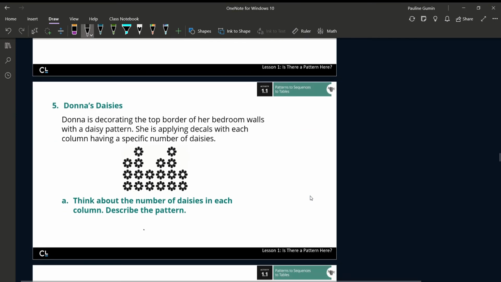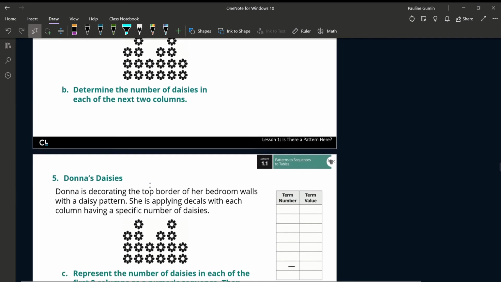Next, we have Donna's daisies. She is making a pattern on her bedroom walls using these decals. Check out and see if you have a specific pattern in mind there. Do you see what pattern's happening? Hopefully you can see that we have a repeating pattern. 3, 4, 2.